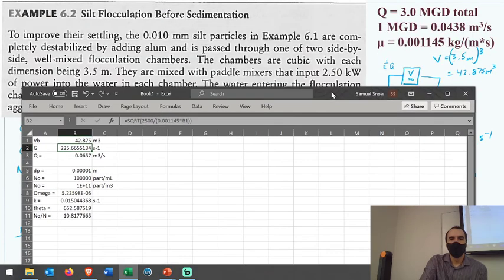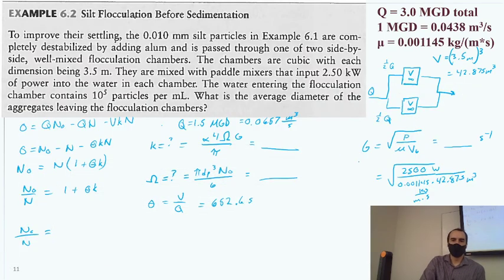All right. So the next component, we'll put this in here, 226. We're taking a look at the mass balance, and we want to know K. So we essentially solve part of our mass balance. We get to 1 plus theta K is kind of what we need. So we can solve theta, that's V over Q. That should be 652.6 seconds.